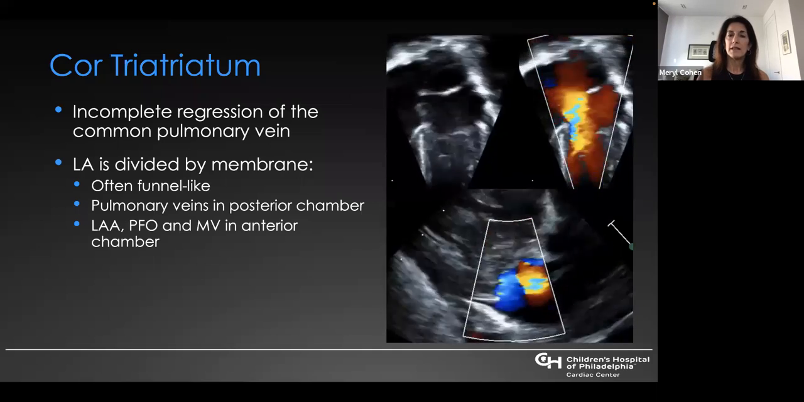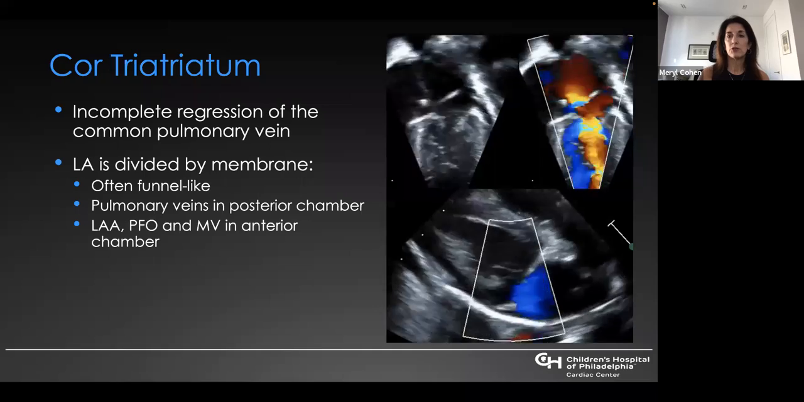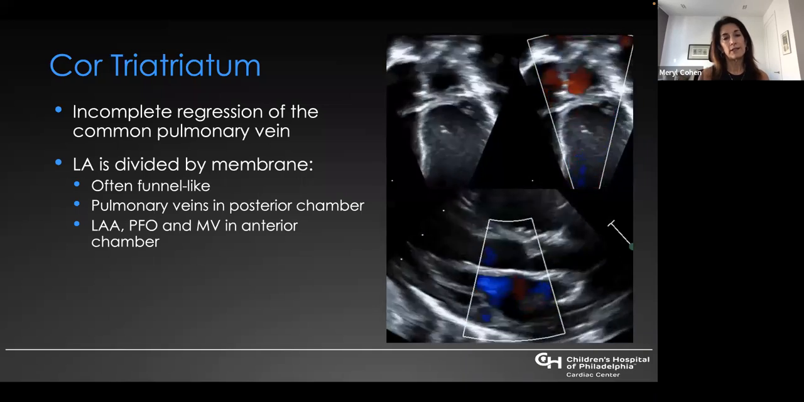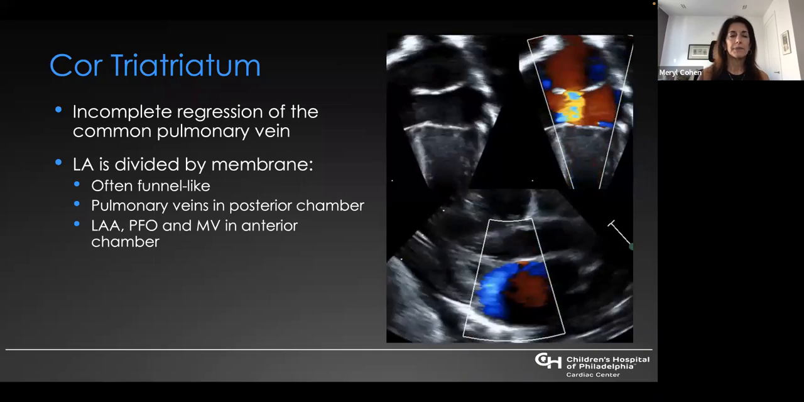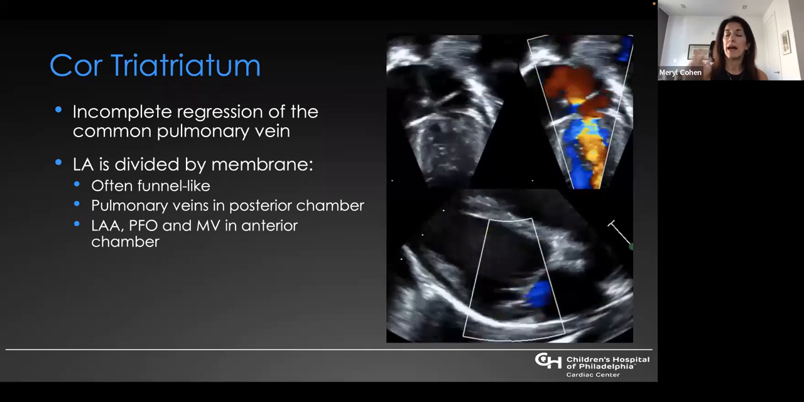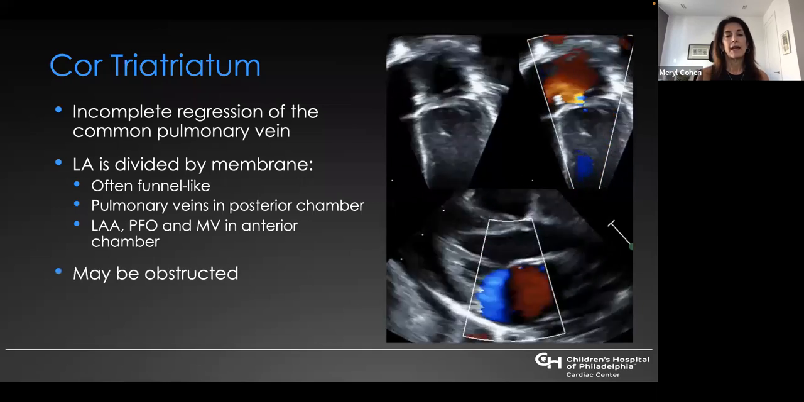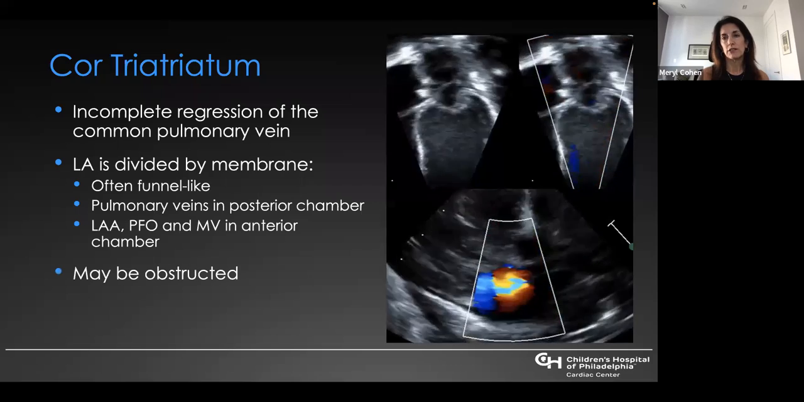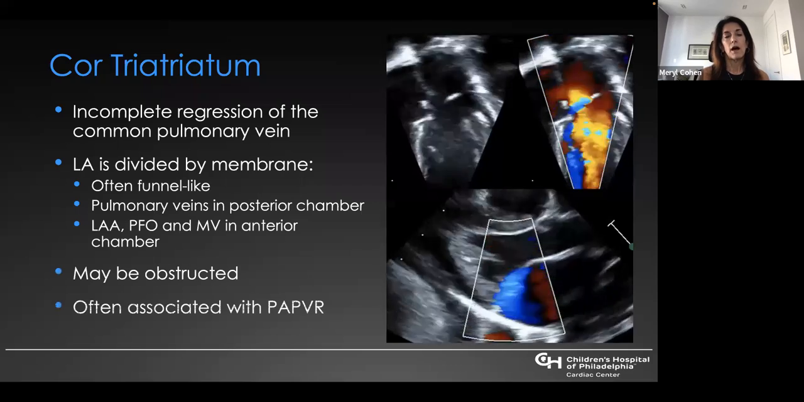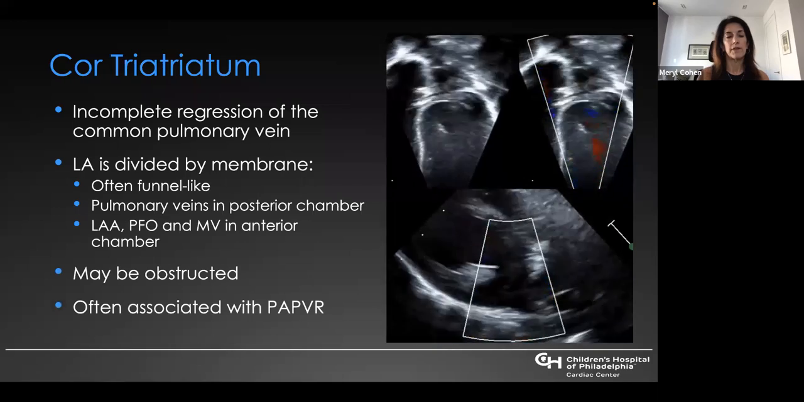The pulmonary veins come into this posterior chamber, and the left atrial appendage and foramen and the mitral valve are in the outside chamber. This obviously may be obstructed, as you can see in this example, and that's at the mouth of the common pulmonary vein.